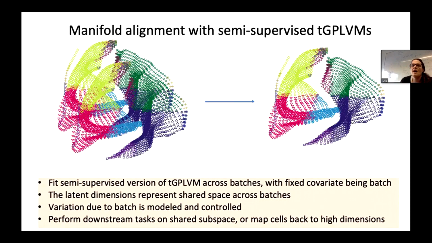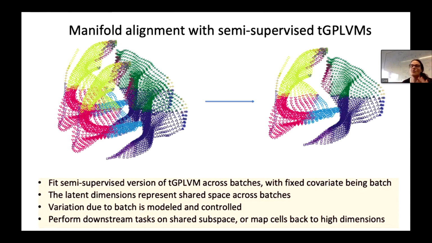So what we did was build a semi-supervised version of the tGPLVM model that we had. So the idea is we just have a single fixed covariate, and that's going to be batch. I should say that we did this arbitrarily. If we wanted to control for anything else, whether it's genotype or exposure or population, we could also include that as a fixed covariate too. So this is just an arbitrary proof of principle. So it's semi-supervised in that we have one fixed covariate in this case, and we have a large number of latent variables. In this case, I think we fit it with 9 for most of the data sets that I'll show you. So the latent dimensions, again, are going to represent some kind of shared space across batches.